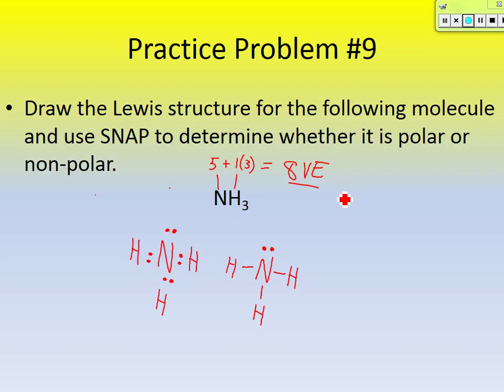So now let's use SNAP. Guys, imagine an axis right here. Is it a mirror image? Is it symmetrical this way? Yes, it is. But what about this way? No, it's not. It's not symmetrical that way because this hydrogen, there's not a mirror image of it over here. And so if it's not symmetrical, we say that's asymmetrical, which means what, guys? It's polar.